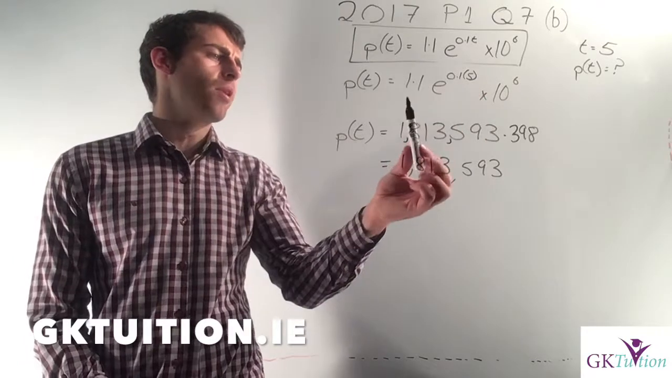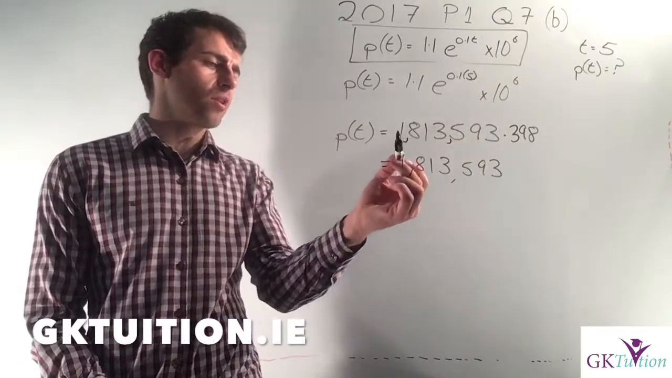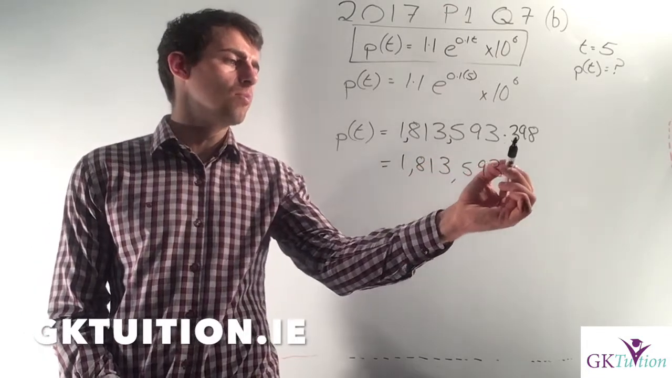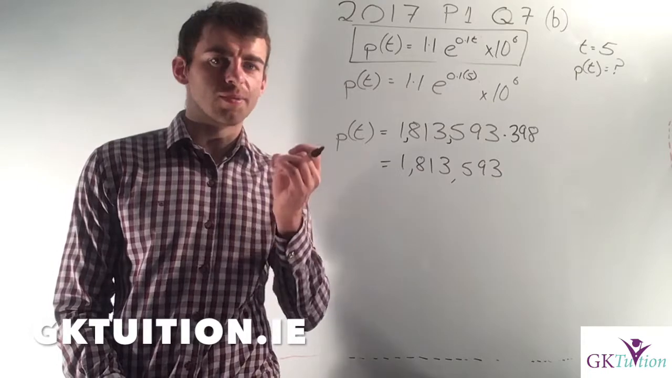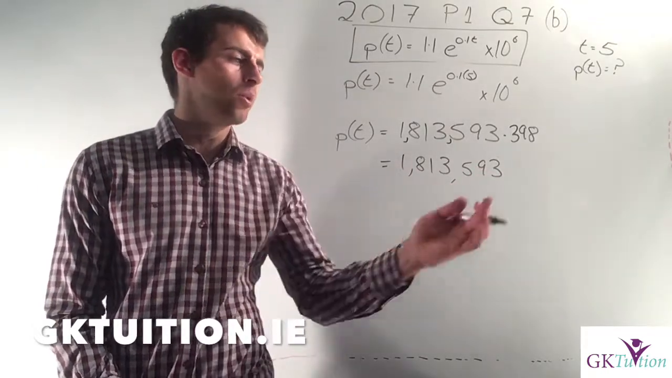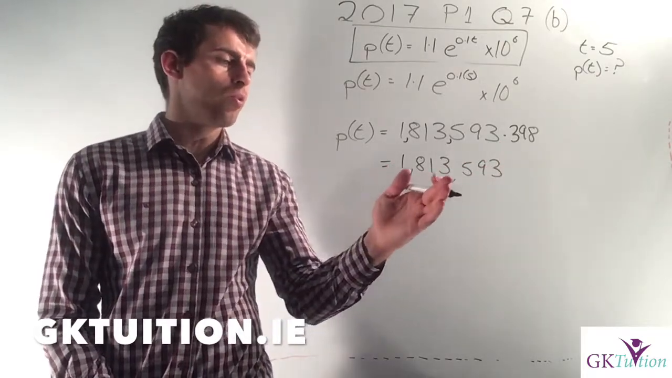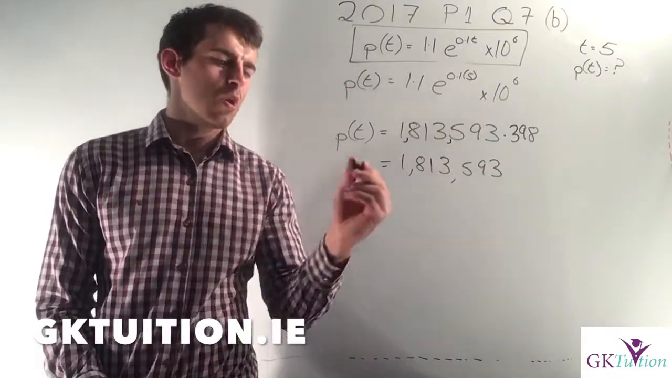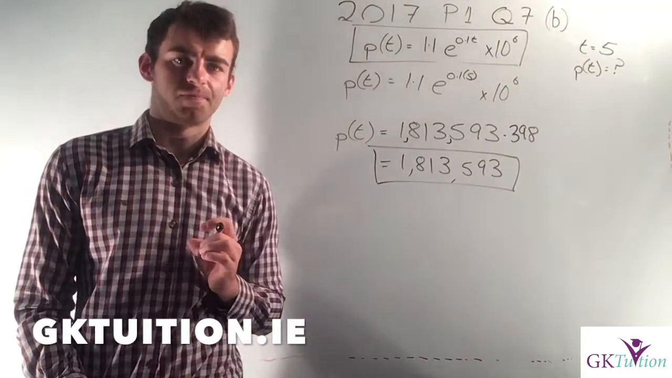So I can just sub into my formula. Instead of a t, I can sub in a 5. And your answer works out as 1813593.398. But obviously this represents population, the number of people in a city. So your answer should be to the nearest whole number. In this case, because it's 0.3, we round down to 1813593. So my predicted population in 2015 is this.